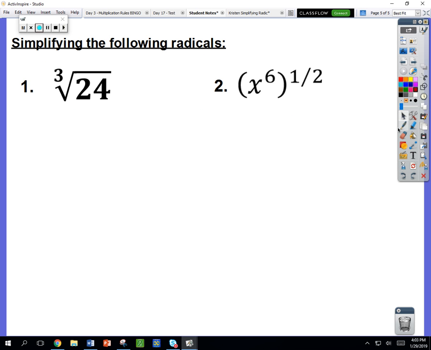So now we're going to talk about how to simplify the radical. Once I know how to rewrite it, I should know how to simplify it from that point. So when I'm simplifying a radical, I'm breaking it down, and this number out here, my index, tells me how many repeat factors are needed.